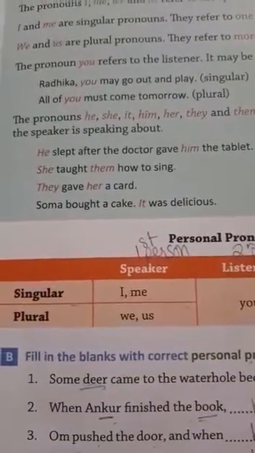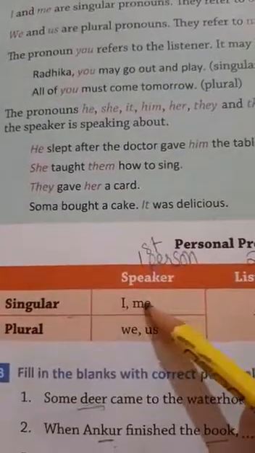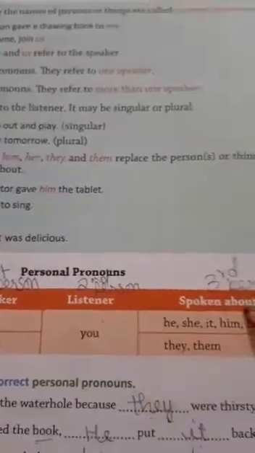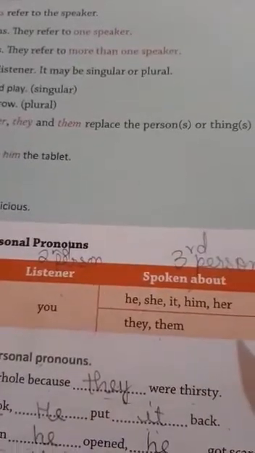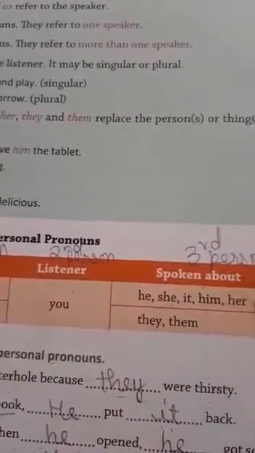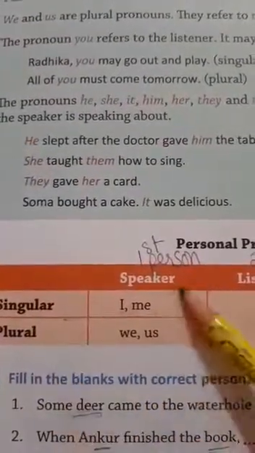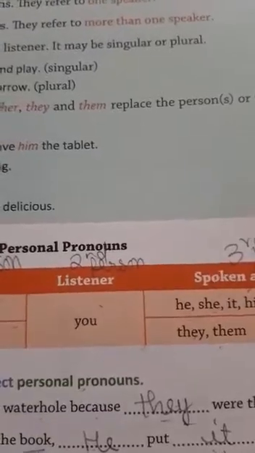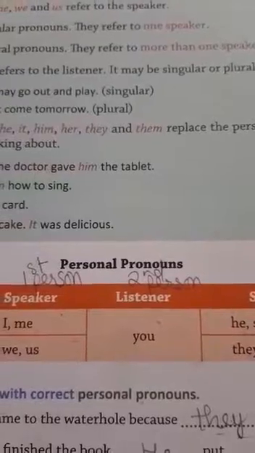When we talk about ourselves, we use the pronouns I and me. You is used for both singular and plural. For the singular third person, when we talk about the person spoken about, we use he, she, it, him or her. For plural under first person we use we and us. For the listener we use you, and for the spoken-about we use they and them. They and them are used when we talk about a group of people.